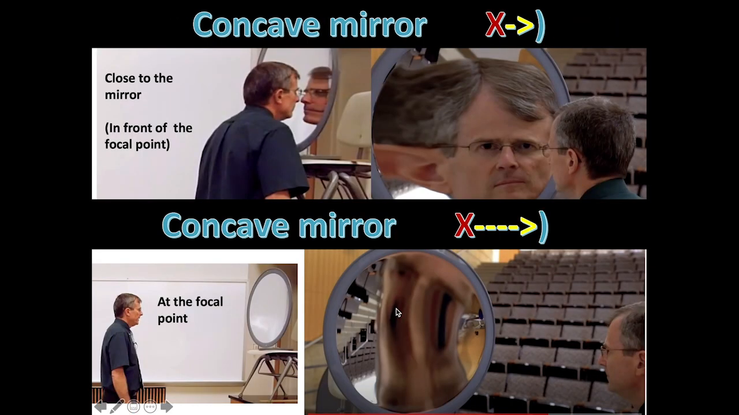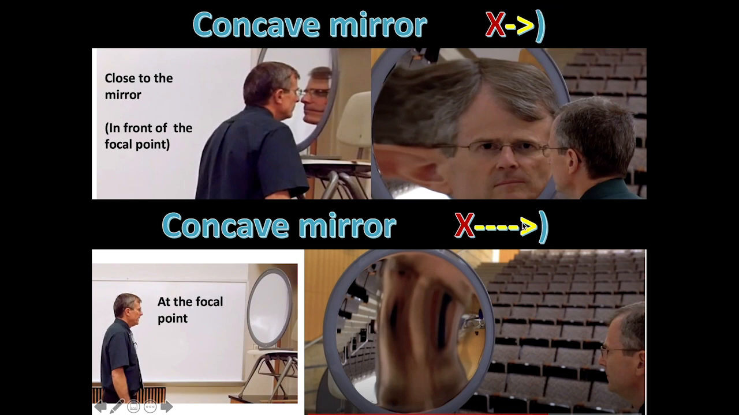So I'll show you an example of this guy, and there's a video you can watch after if you want to watch him do it. So if he's close to the mirror in front of the focal point, so really, really close to the mirror, I made a little mirror here. So this is him. His head is going to be really large, kind of distorted because of the shape of the mirror. So remember, concave mirror.